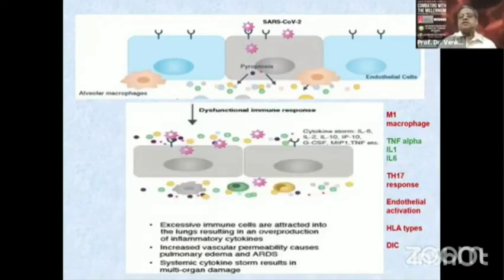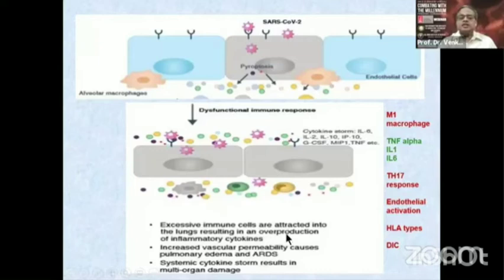But if you have a dysfunctional immune response, if there is more of an M1 macrophage response, predominantly TNF alpha, which produces fever and inflammation, interleukin 1, which is like an acute phase reactant, which causes inflammation, and interleukin 6, which is the most deleterious of all these cytokines, causing the cytokine storm, gets produced. The Th17 type of response rather than helper T cell response can come. Th17 response is pro-inflammatory. There is more endothelial activation. Certain patients have HLA types which have more infection, and some patients have triggering of DIC.